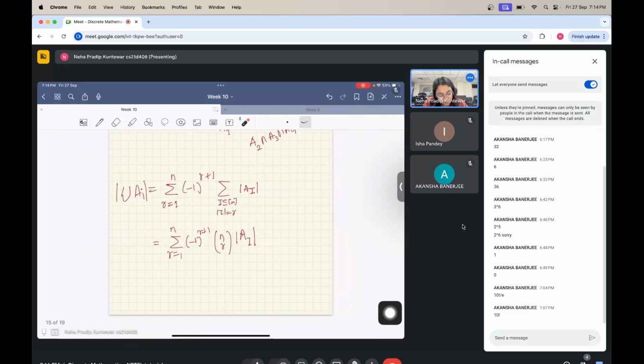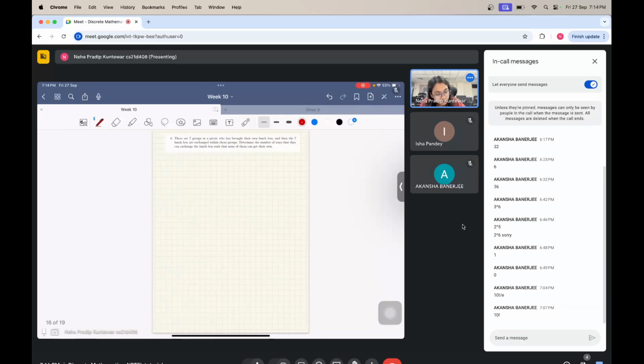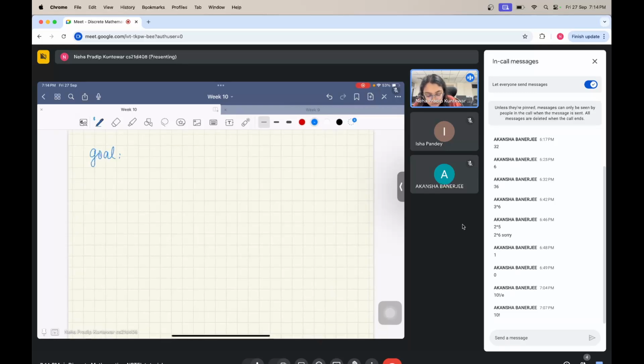And yeah, so let's find that out. So our goal now is to find out the size of AI. And what do I mean by AI? AI means for all I in AI, those people get their own hat. And in how many ways can we do that?